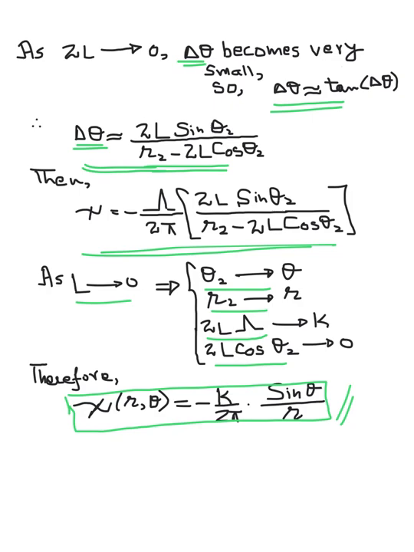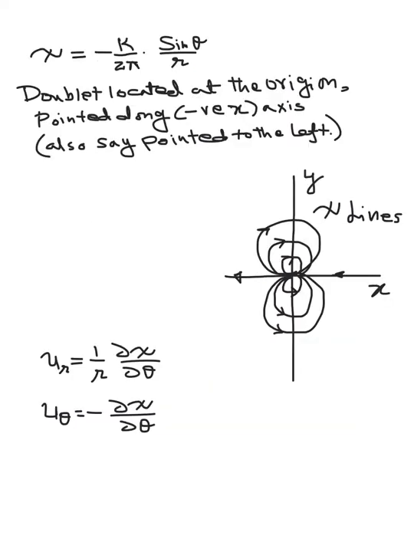The doublet is located at origin and pointed along the negative x-axis. Here are some details of the doublet I would like to summarize. As you have seen, the equation that we have obtained for the doublet is a stream function, and this doublet is located at the origin pointed along the negative x-axis. We can also say that it is pointed to the left, because you see that the streamlines are emanating, going towards the left direction from here. So if I change the sign from negative to positive, then it will be the opposite direction.